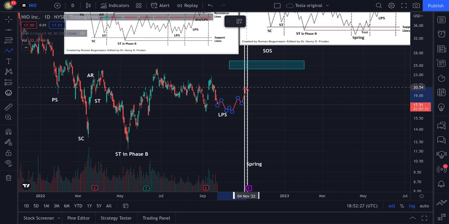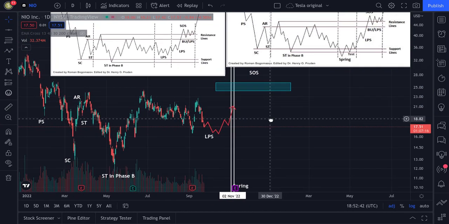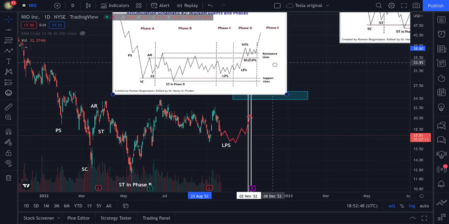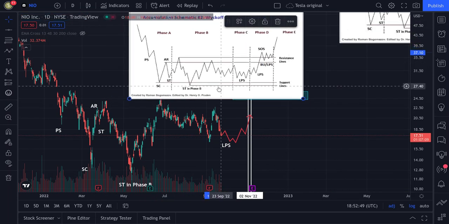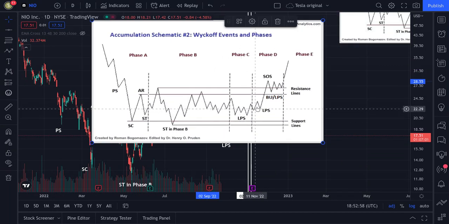Both of these are very much possible, and I do think they're very likely based off historical data. NIO could get a rally back up to the 20s or low 20s, depending on how things go. Now, with that said, one question that I have is what is going to happen after that? If we're following this schematic, what comes next would be the last point of support, which is at a higher range relative to the last sign of strength. Then after that, we get a big push to the upside.